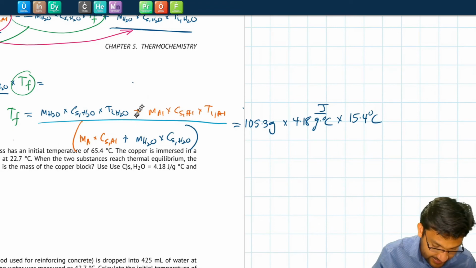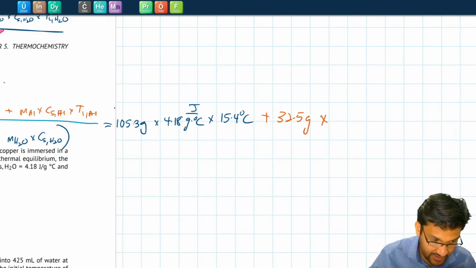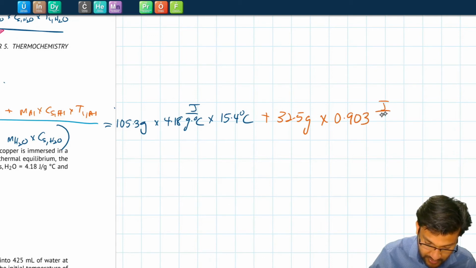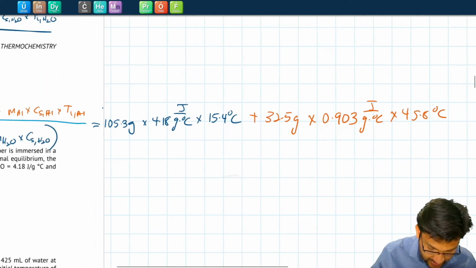All of that added to the mass of aluminum, which was 32.5 grams, times the specific heat capacity of aluminum, which was 0.903 joules per gram per degree Celsius, times the initial temperature of aluminum, which is 45.8 degrees Celsius. Already you can see grams will cancel out with grams, degrees Celsius cancel out with degrees Celsius. Similar here.